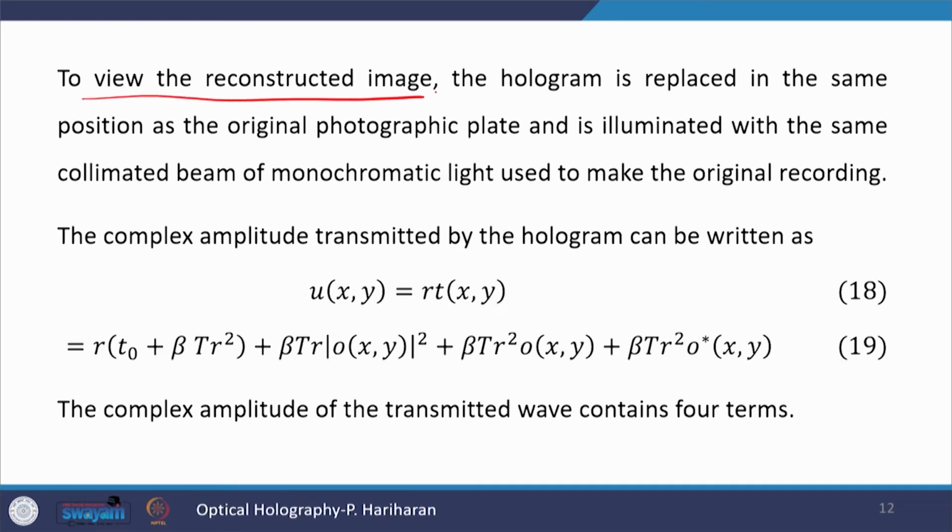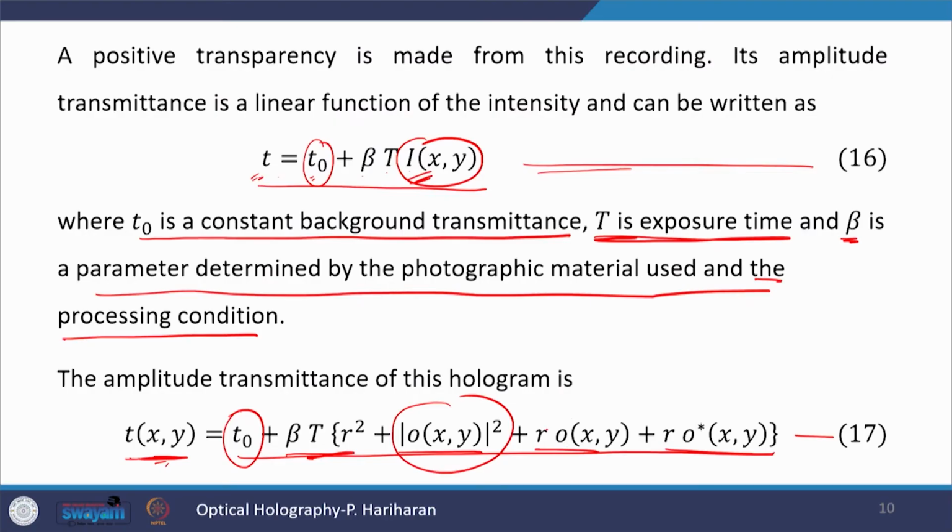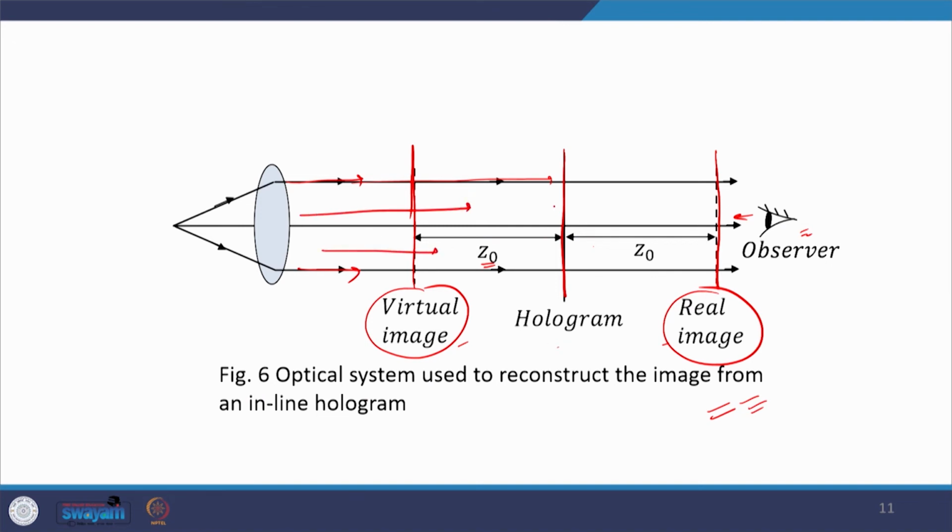Now, to view the reconstructed image, the hologram is replaced in the same position as the original photographic plate. The photographic plate, now termed a hologram, is then illuminated with the same collimated beam of monochromatic light that was used to make the original recording. Okay, the reference beam should be the same. Now, the complex amplitude transmitted by the hologram can be given by equation number 18. This is the complex amplitude which is transmitted through the hologram. T is the amplitude transmittance, and it is multiplied by R. Why R? Let us go back and remember what R is. R is nothing but the complex amplitude of the light which passed through the semi transparent object and remained unaltered. Now, here too we are shining the hologram with the light, and part of the light will get transmitted.